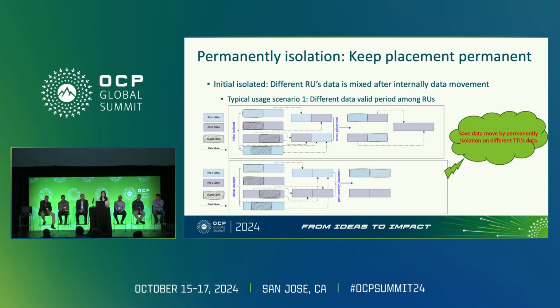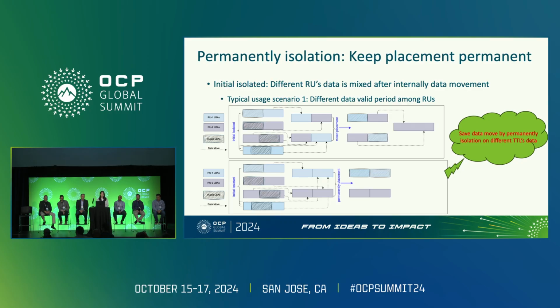So let's look at typical scenario 1. Suppose we have user data from 2 different groups, and we use 2 different colors to represent them. We use shadows to represent invalid data here. At the beginning, the data from the 2 groups is isolated. After the host writes for a period of time, all data will be mixed up after garbage collection.